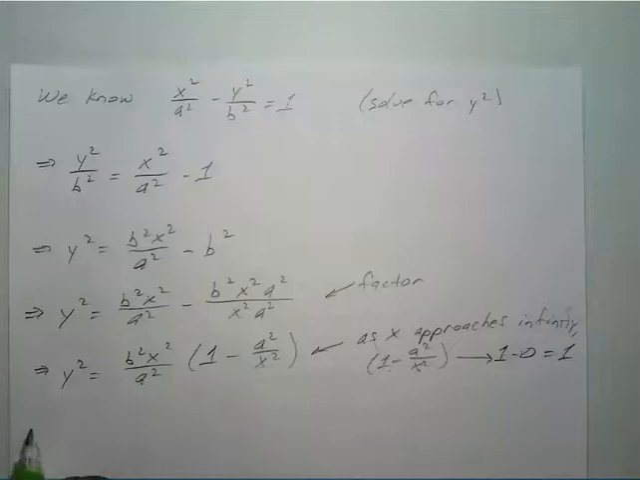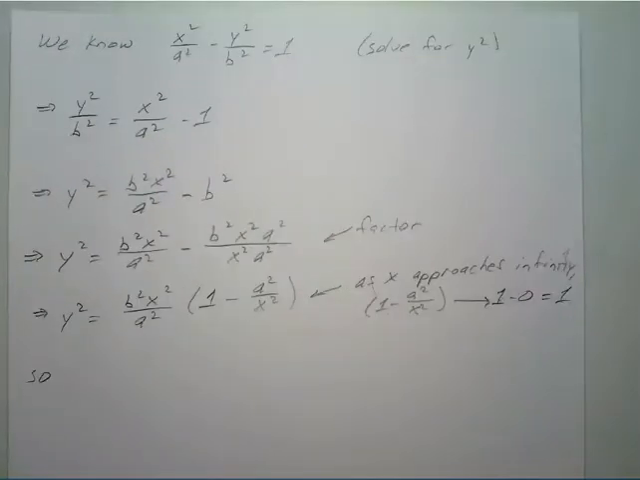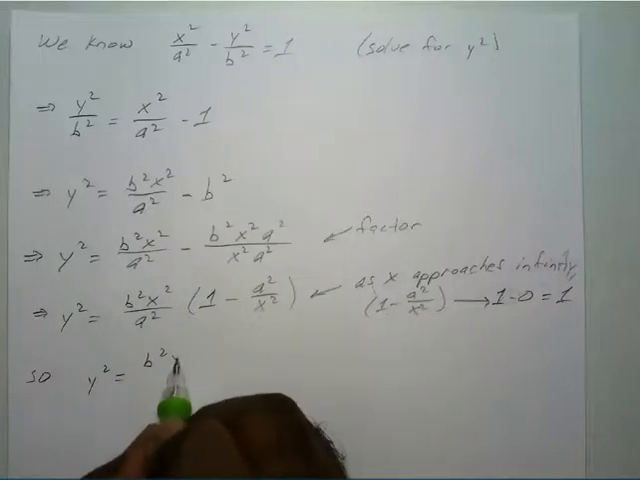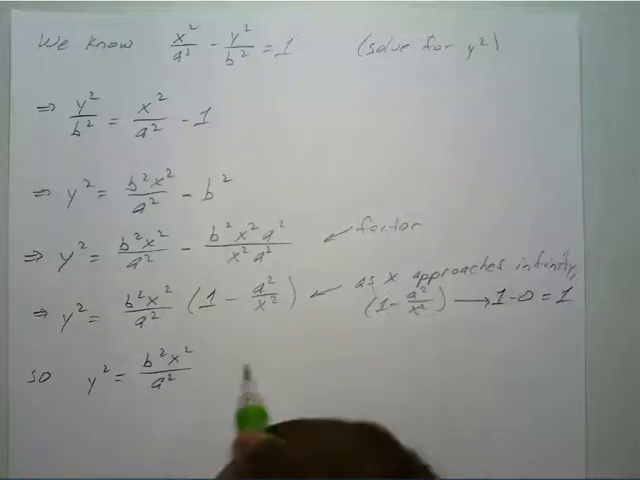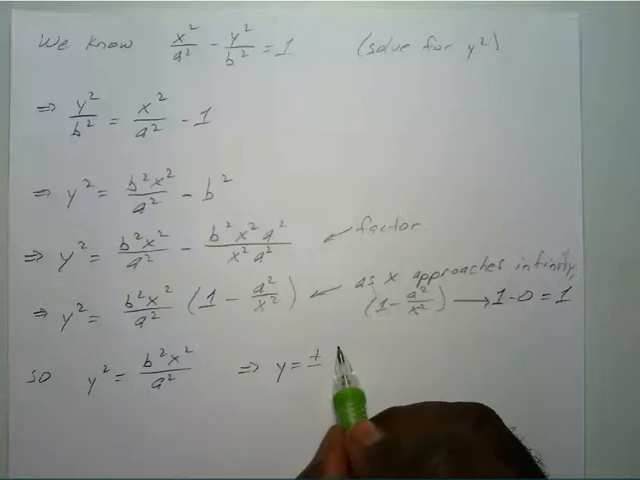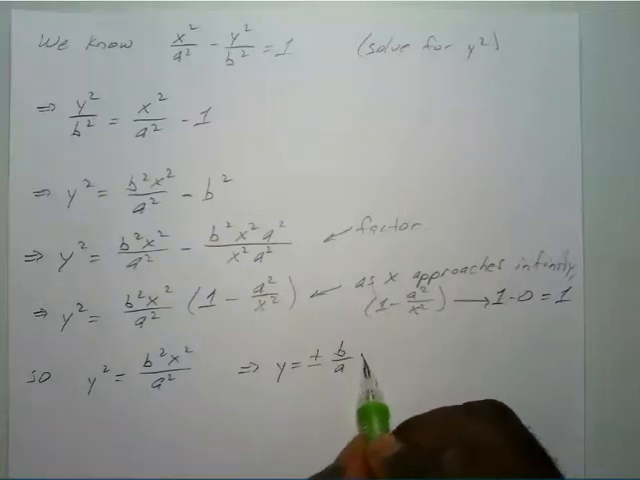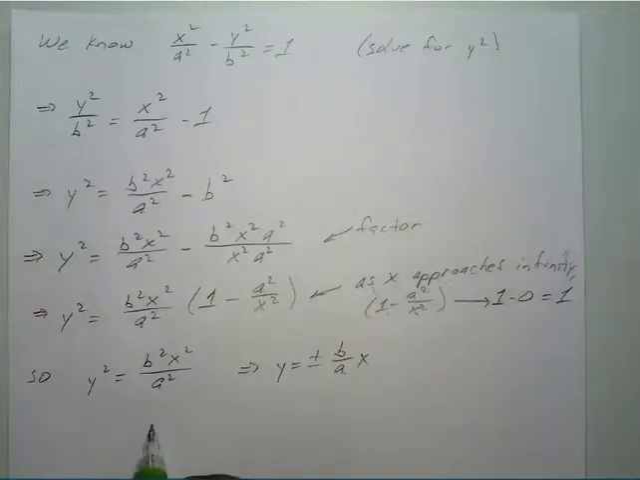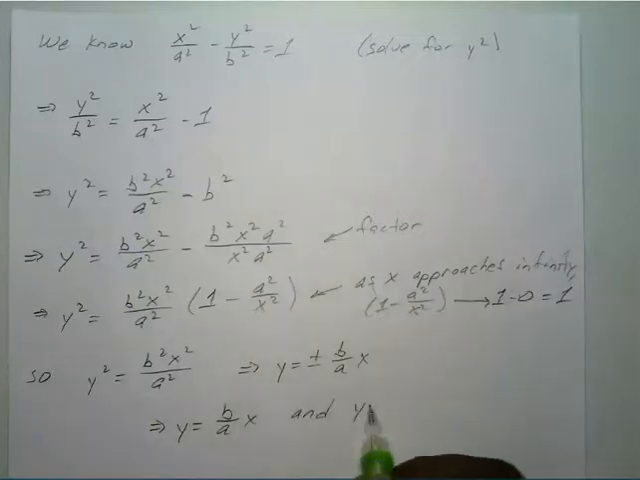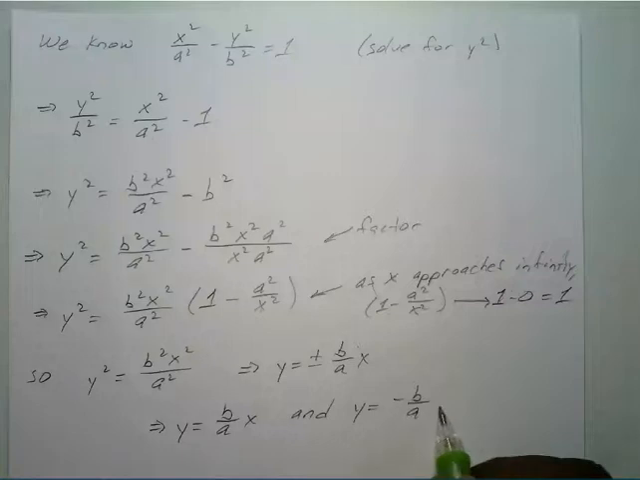All right. So if we square root both sides of our y squared equals b squared x squared over a squared, that will give us y equals plus or minus b over a times x. You can have bx over a if you want to, but I just brought the x out to the front. So you have y equals b over a times x, and y equals negative b over a times x.